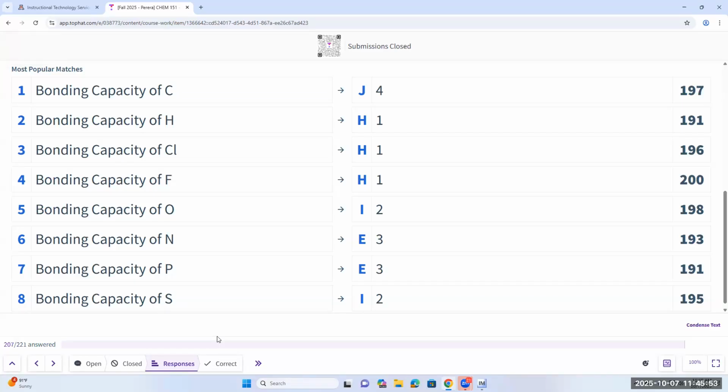Okay, this is important. The common bonding capacity of carbon is 4, hydrogen 1, chlorine 1, fluorine 1, oxygen 2, nitrogen 3, phosphorus 3, and sulfur 2. Okay, now I want you to not memorize this, but know it. You have to know the common bonding capacities of the elements. Okay, any questions, concerns, comments? Do you know how to know this without memorizing it?